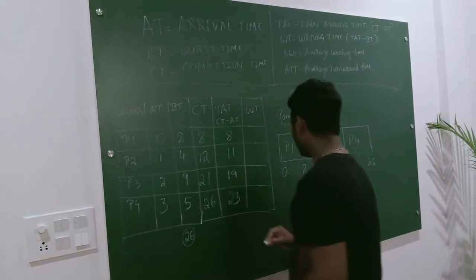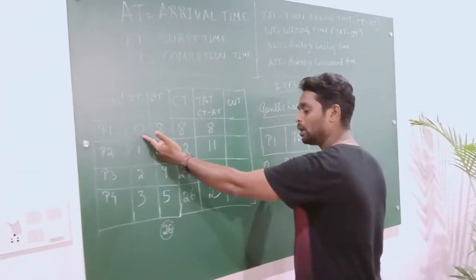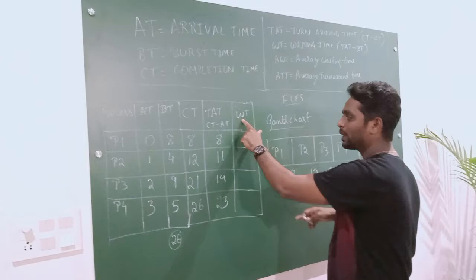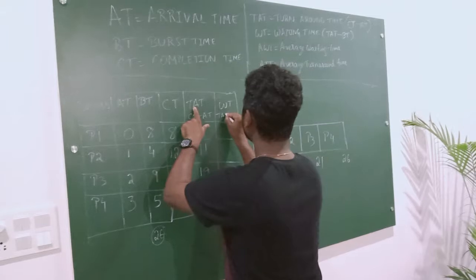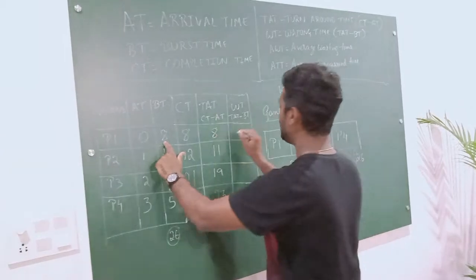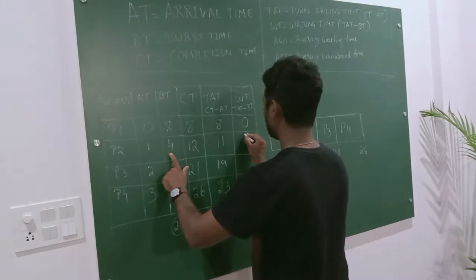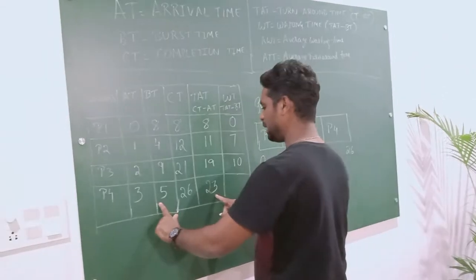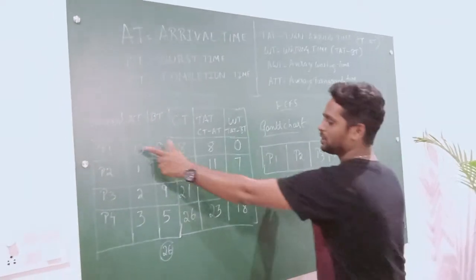In other words, P1 waiting time is 0, since it arrives into the ready queue at 0 seconds. So how can I calculate the waiting time? It is simple: turnaround time minus the burst time. So 8 minus 8 is 0. P2, 11 minus 4 is 7. 19 minus 9 is 10. 23 minus 5 is 18. So P1 is 0 minus 0, which gives 0.